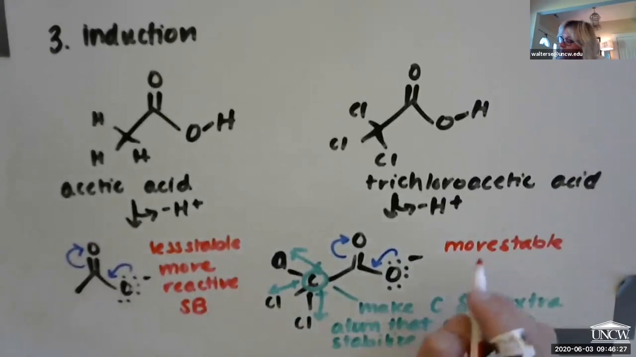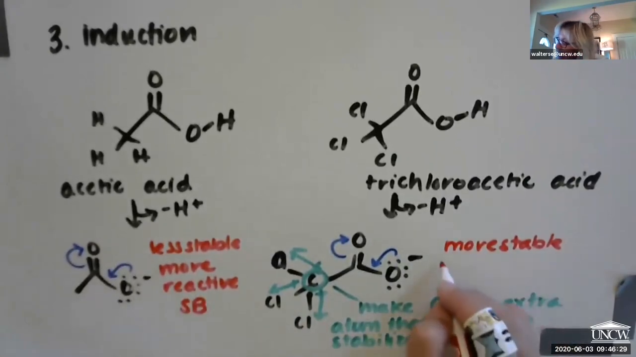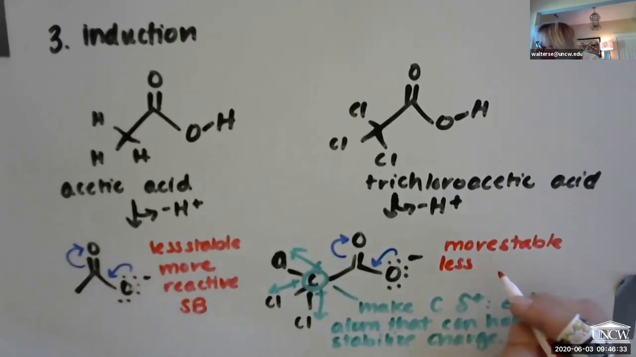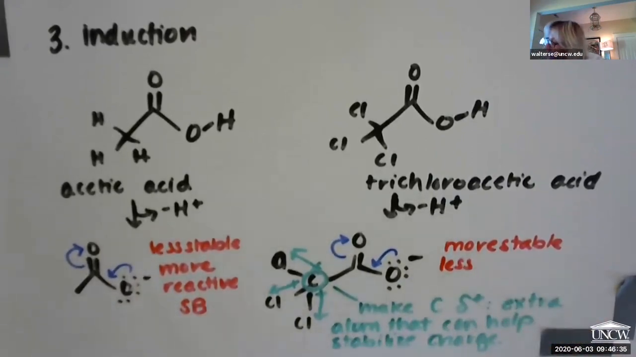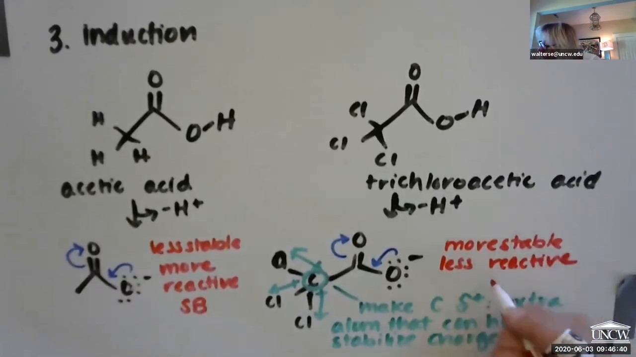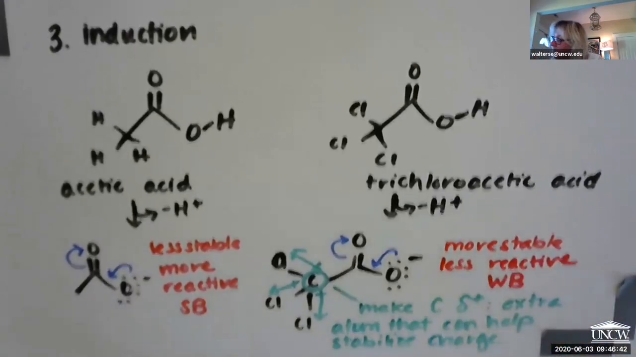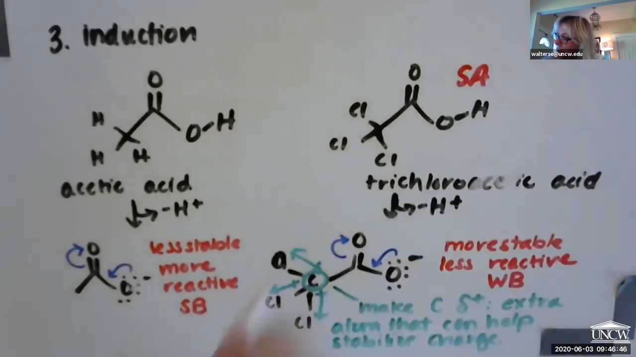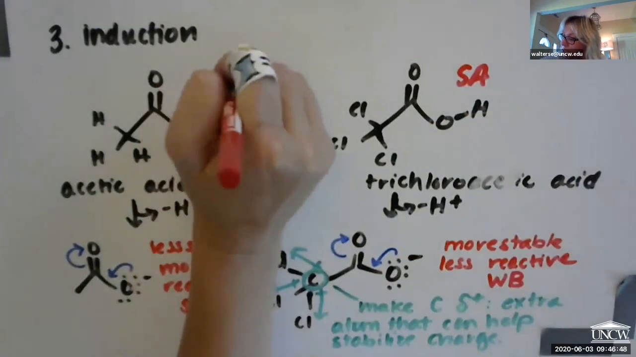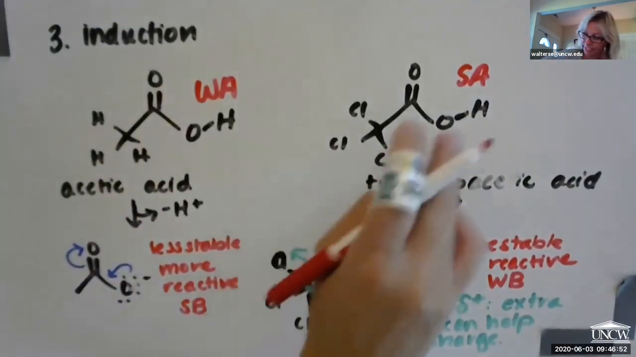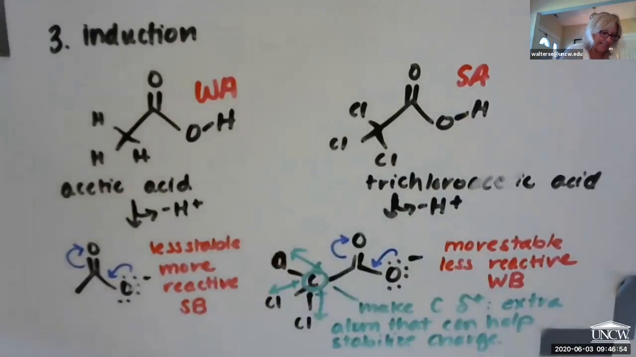Okay. More reactive means less stable. Wait. More stable means less reactive. Sorry, I got that wrong. That's a weaker base. The weaker base is related to a stronger acid. A strong base is related to a weaker acid. So the presence of those chlorines increases the strength of the acid.